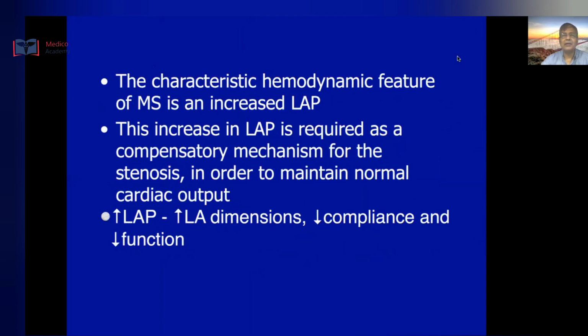The characteristic hemodynamic feature of mitral stenosis is an increased left atrial pressure. This increase in left atrial pressure is required as a compensatory mechanism for the stenosis in order to maintain the normal cardiac output. With an increase in the left atrial pressure, the LA dimensions increase, that is, it becomes larger in size. There's a decrease in the compliance of the left atrium, and there's a decrease in the functioning of the left atrium.